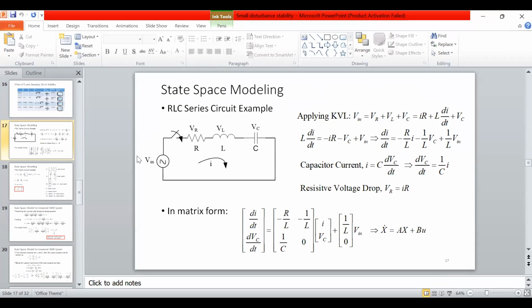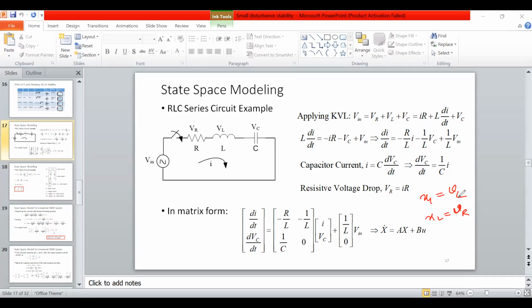X1 and X2. No, okay, I got your question. So you are saying that we could have considered X1 equal to VL or X2 equal to VR, something like this? Yes sir, if we took it that way, we could have changed the equation accordingly.